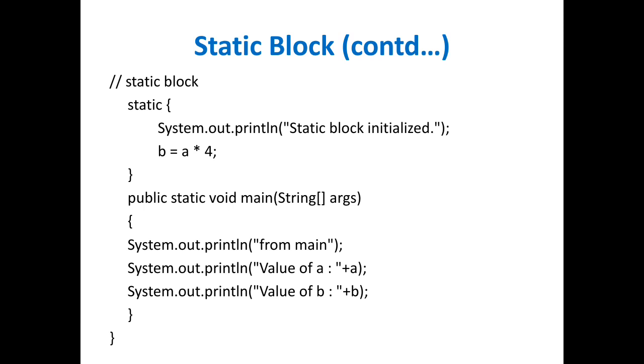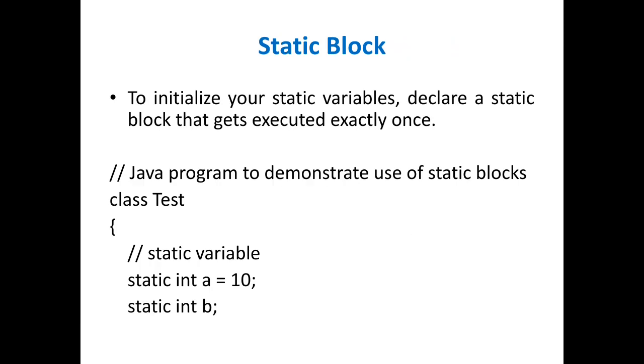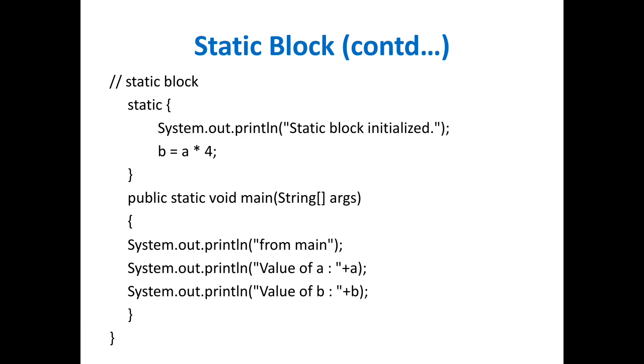Then here we have the static block. So static block initialized will be printed using this static block, and b is assigned as a into 4. So the value of a will be multiplied by 4 and that value will be obtained. The value of a is 10. So 10 into 4 is 40. B value will be 40.